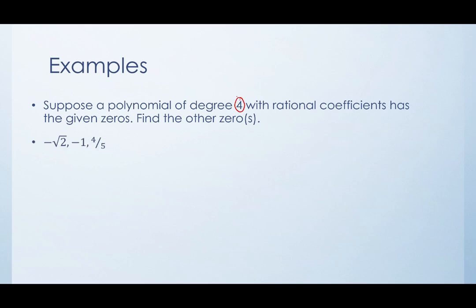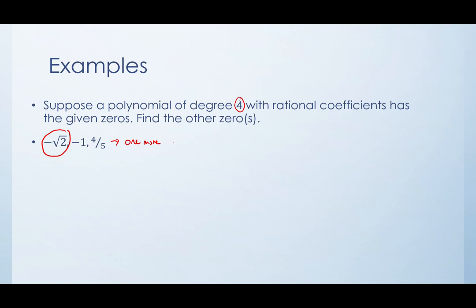So we have 3 zeros given here, and of course if we have degree 4, we know there has to be one more, right? We weren't given it, but we have the information to figure it out, because we know that our irrational zeros have to come in pairs. Otherwise, we would have irrational coefficients when we multiply everything out.